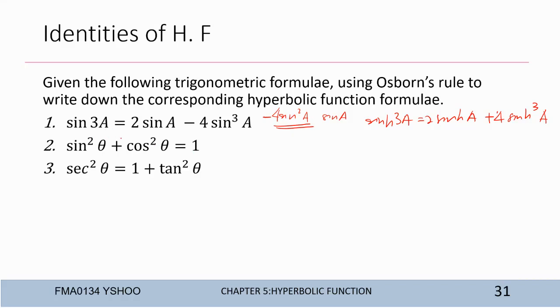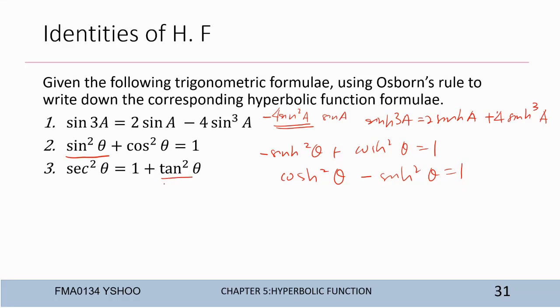Now let us look at the most basic identity. We always say that sine squared theta plus cos squared theta equals 1. What we know is that the sine squared is going to change sign, so minus sinh squared theta plus cosh squared theta equals 1. But normally we seldom want to put the negative in front, so we have another identity: cosh squared theta minus sinh squared theta equals 1.